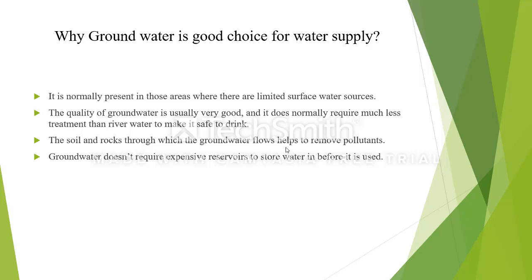to make it safe. In river water, in surface water, there are many impurities and pollutants like turbidity. Many heavy metals occur in surface water due to industrial waste dumped into the river water. So groundwater is less contaminated as compared to river water. The soil and rocks through which the groundwater flows help to remove pollutants.